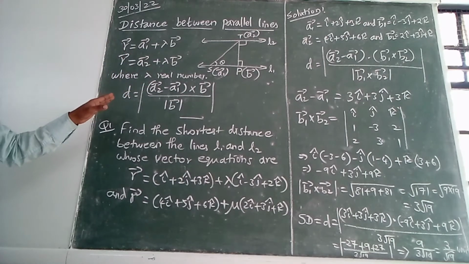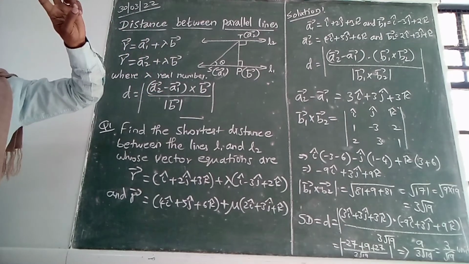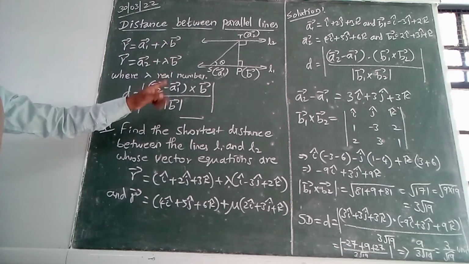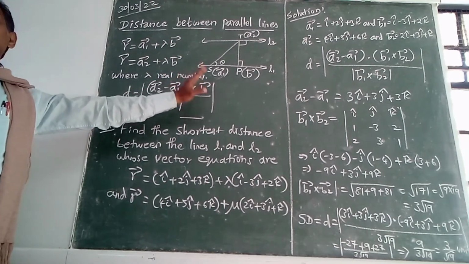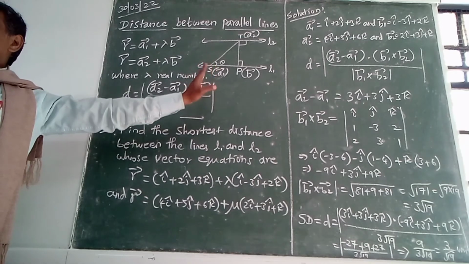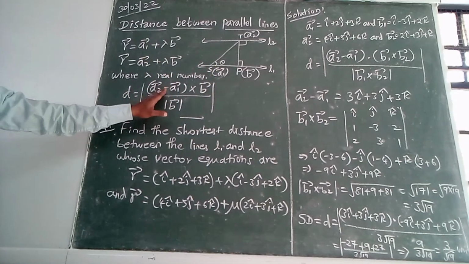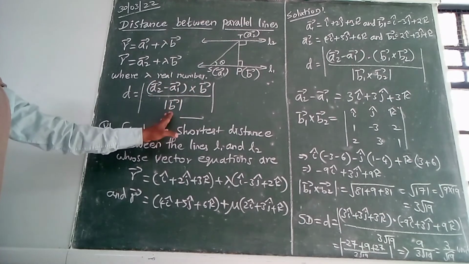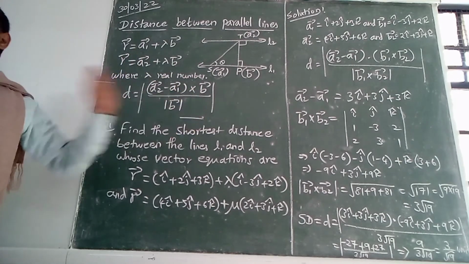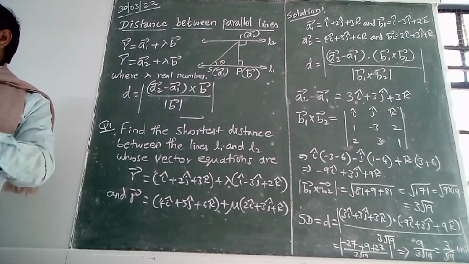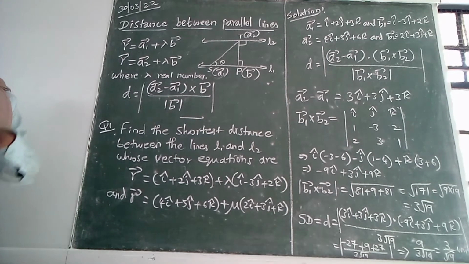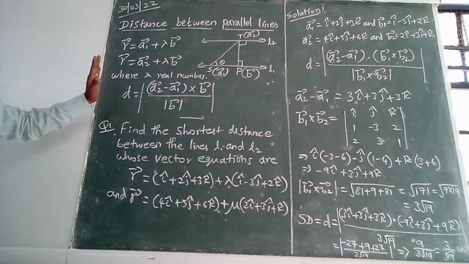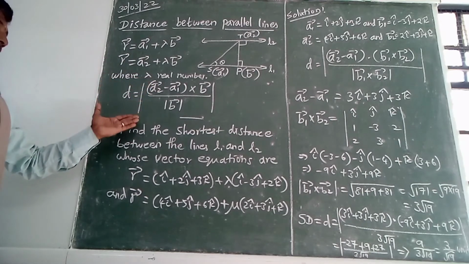Whereas we discussed the shortest distance for two skew lines, here we have two parallel lines. That's why we take just B, not B1 cross B2. The distance is the modulus of (A2 vector minus A1 vector) cross product B vector, whole divided by the magnitude of B vector. The whole modulus, because distance always remains positive. If you get a negative answer, you have to make it positive. That's why this modulus.